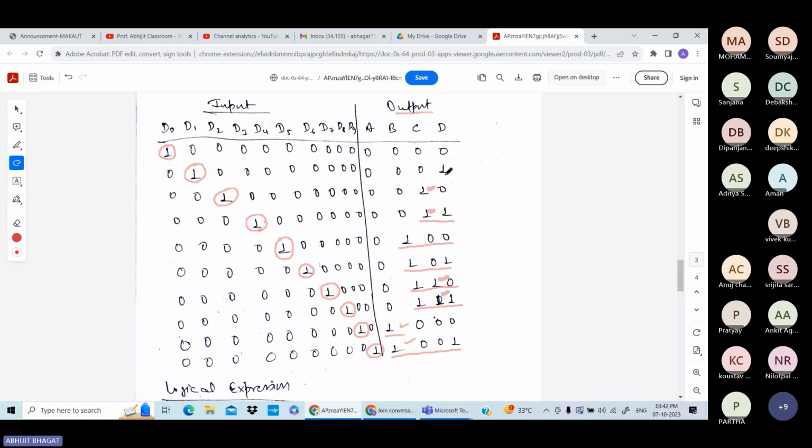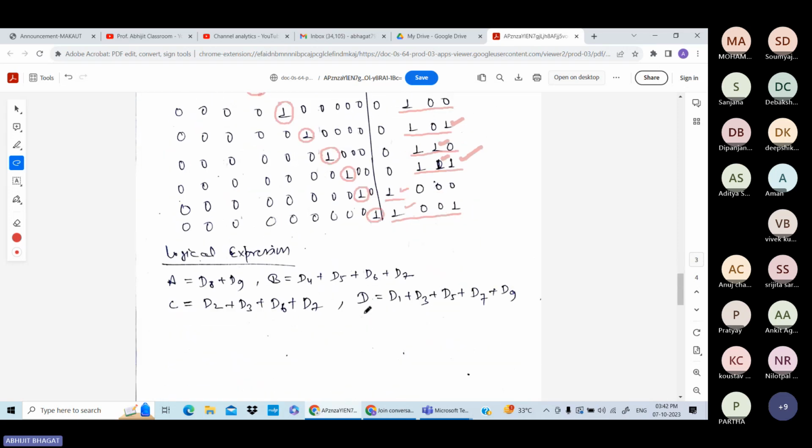Same, your D is 1 at this position, this position, this position, and this position. For this, D1 is 1. For this, D3 is 1. For this, D5 is 1. And for this, D7 will be 1. So your D will be D1 plus D3 plus D5 plus D7. Wherever there is 1, we take the summation. So this is the logical expression for A, B, C, and D.